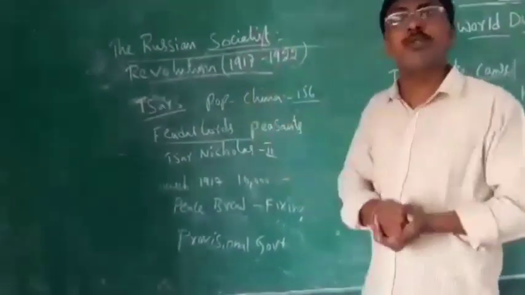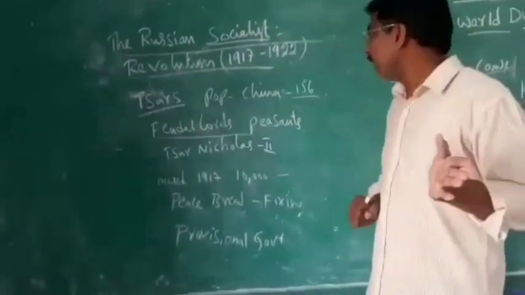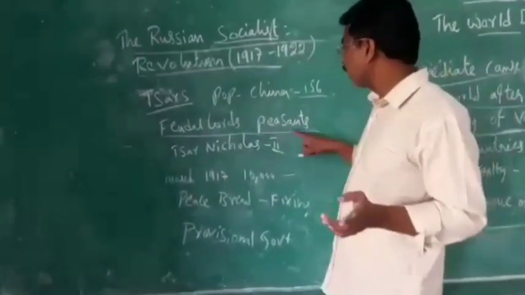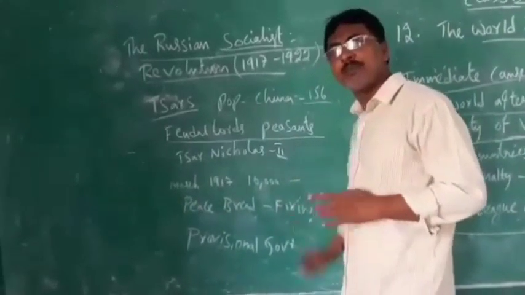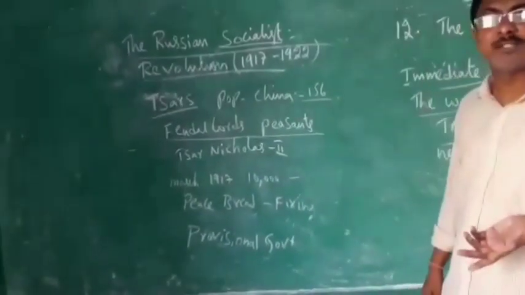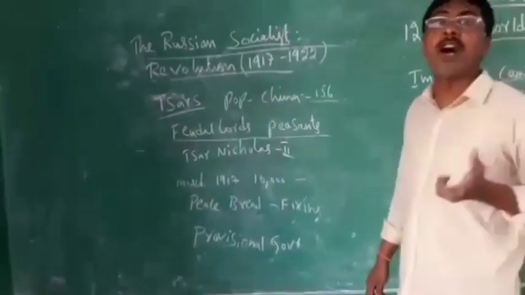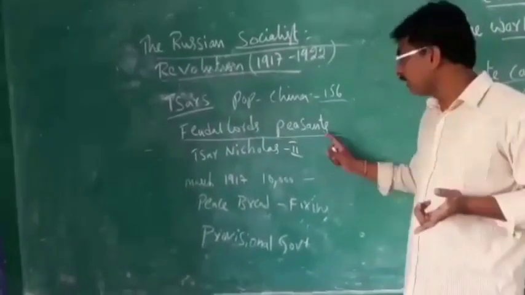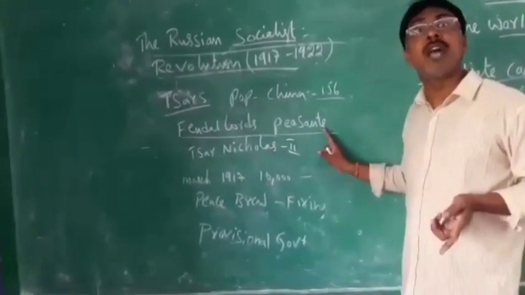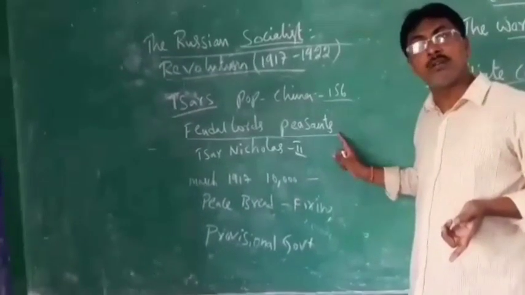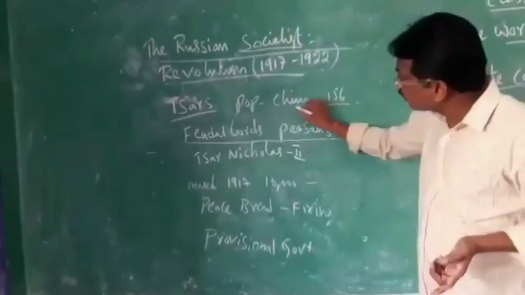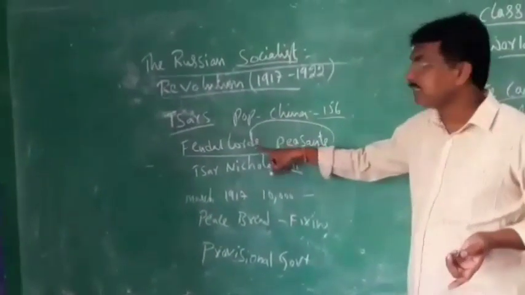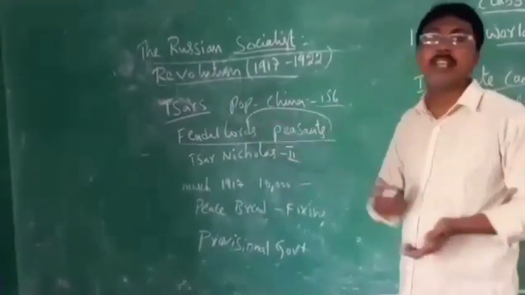These people only used to rule like kings, and the peasants used to be there. Peasants means farmers. These farmers used to not have lands. They used to do agriculture in the landlords' lands, and they used to pay the rent.